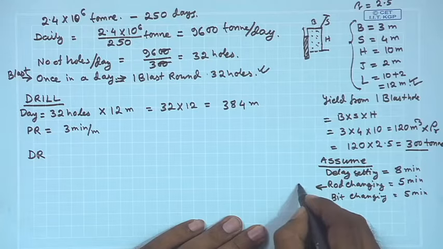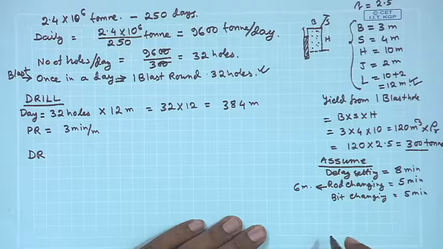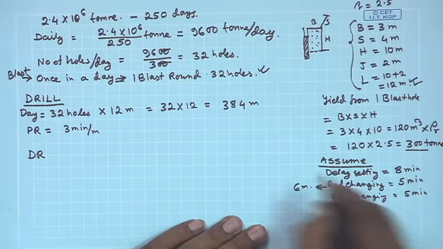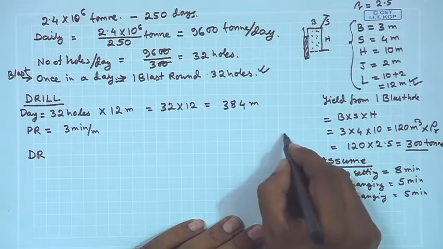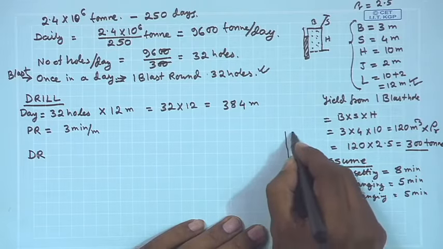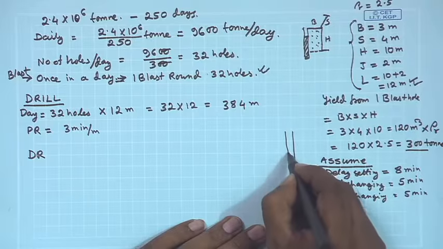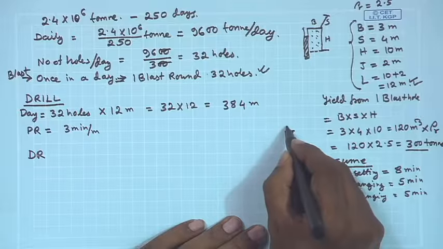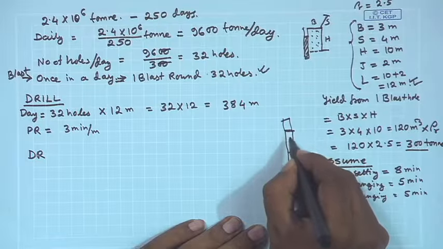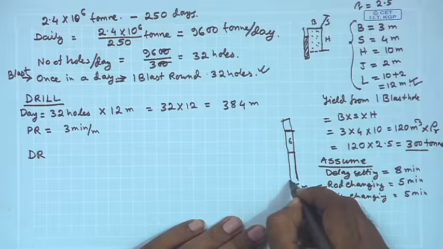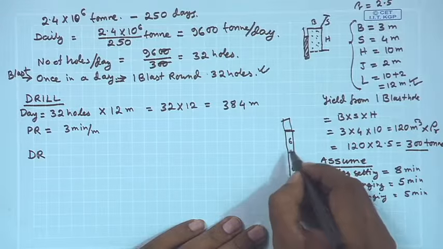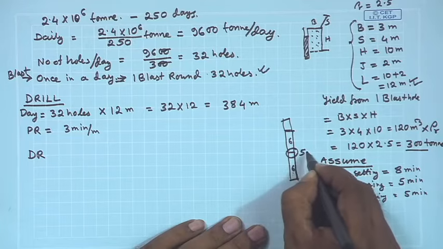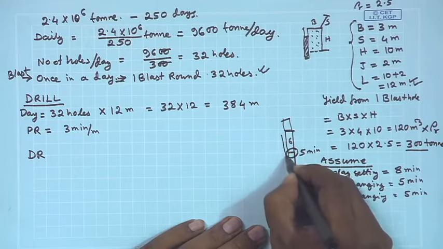So, rod changing is carried out after each 6 meter. That means it is carried out once while we are drilling 12 meter. After 6 meter of drilling, we have to insert the second rod, then the second rod will allow to drill up to another 6 meter. So, this 6 plus 6. So, we need a 5 minute delay while we carry out the drilling.